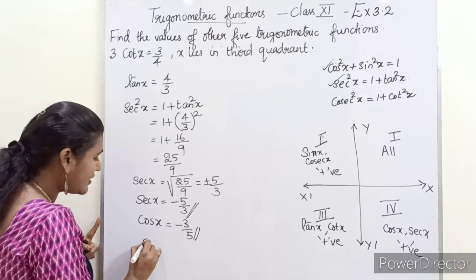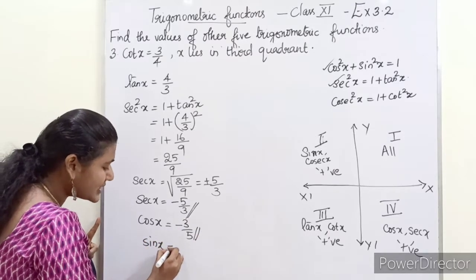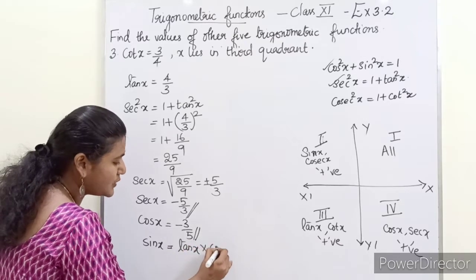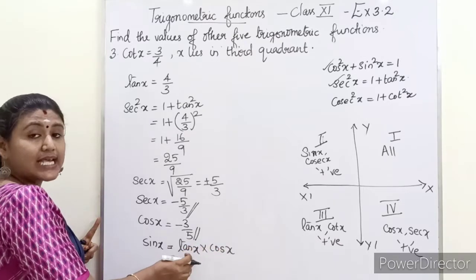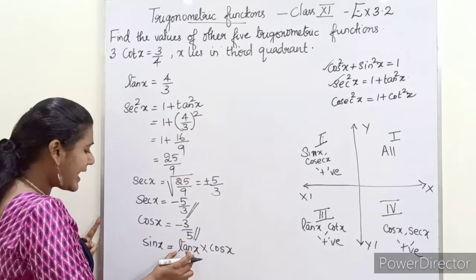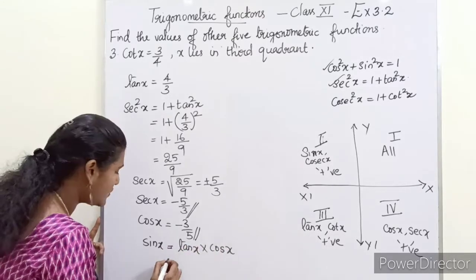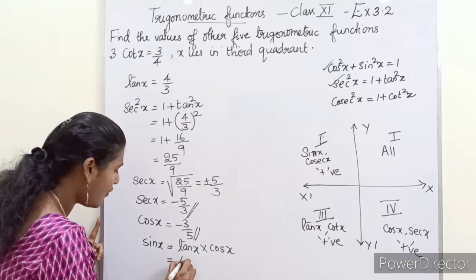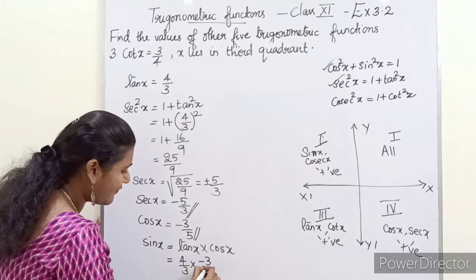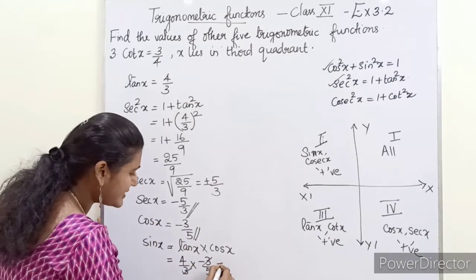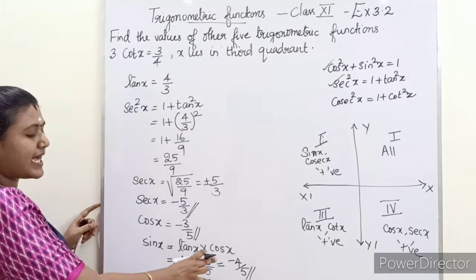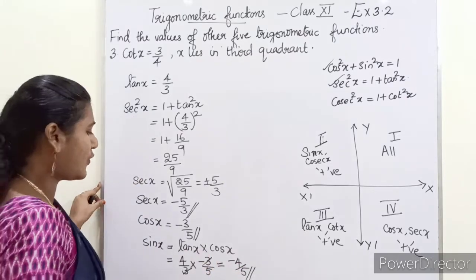Now we have to find the sin x value. The sin x formula is tan x into cos x, because you know that tan x is sin by cos, so the cos will get cancelled. So tan x into cos x. What is the value of tan x? 4 by 3 into cos x, which is minus 3 by 5. So we can cancel this, and the answer is minus 4 by 5. So you will get the sin x value as minus 4 by 5.